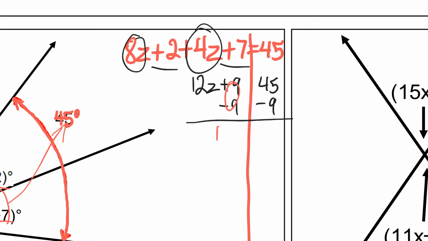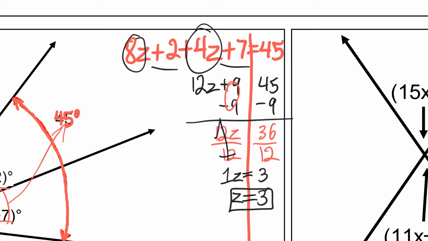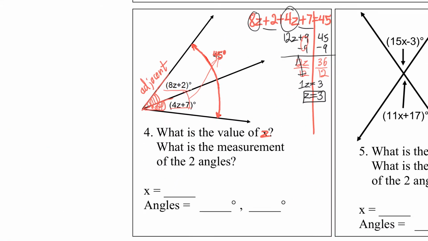Subtract 9, 36. What is it equal? 3. 3. Good. And then the angles. Oh, so we plug them in. Okay, good. So that's 3.